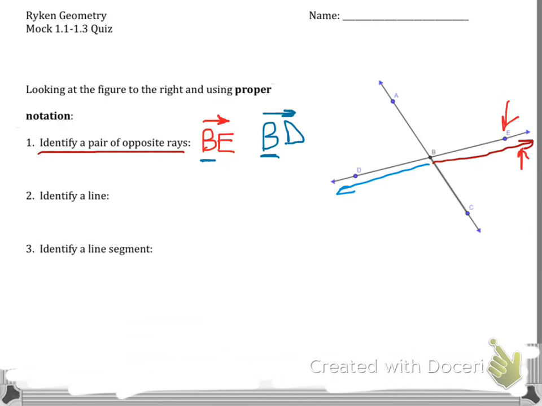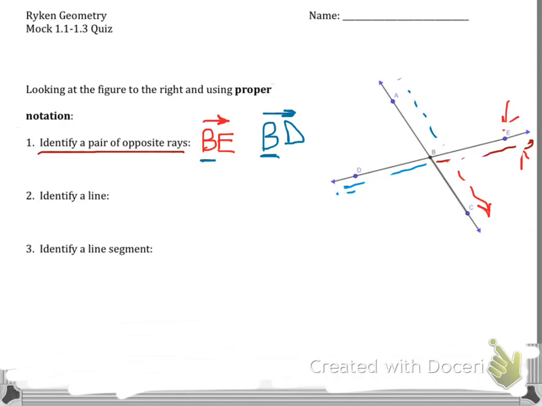Another pair of opposite rays could have been ray BA going this way, and that would have been opposite ray BC going that way. So you had a couple of answers here. Key things: make sure your rays are indeed going opposite directions, and make sure you have the proper notation.